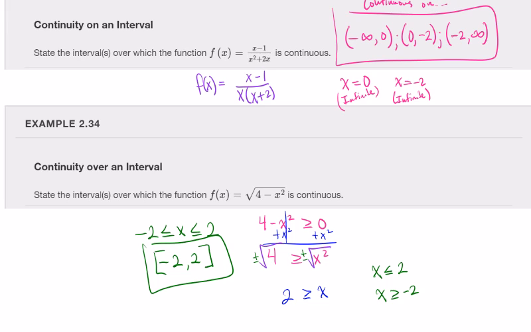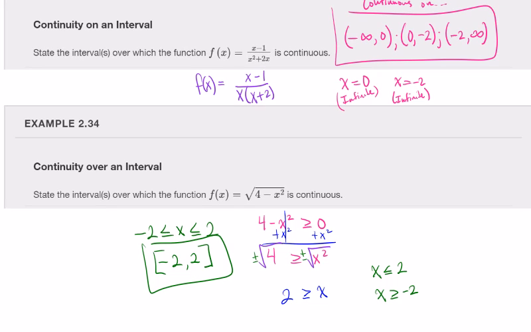So negative 2 to 2, and we put brackets there because the or equal to is included. The reason it's or equal to is because this can be 0. It's okay for it to equal 0. It just can't be less than 0.